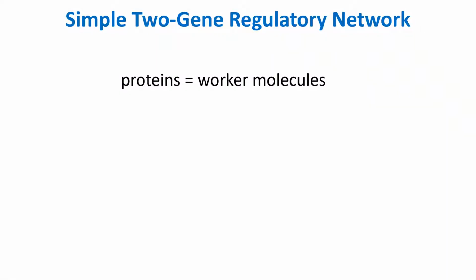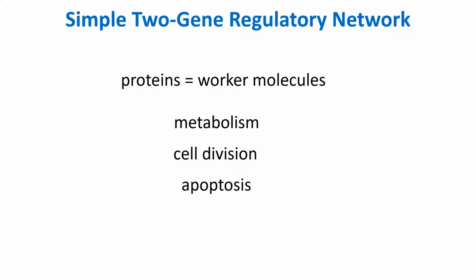Proteins are the worker molecules in living cells. They play an important role in virtually every cellular activity, including metabolism, cell division, apoptosis or programmed cell death, and cell-cell interactions. Therefore, it is not surprising that the biological information that each gene encodes is about protein.